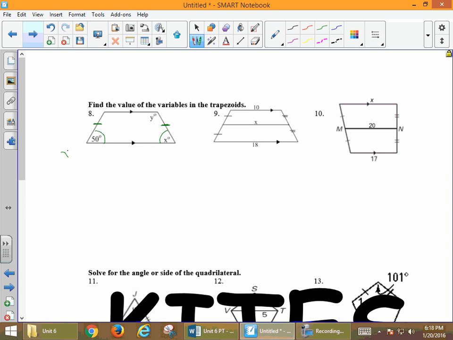Makes x equal to 50. That one's really easy. To find y, I have 2 parallel lines cut by a transversal. And these are same side interior angles. Same side angles are supplementary. So my x, which we said is 50, plus y will equal 180. So y equals 130 degrees. X is 50, y is 130.